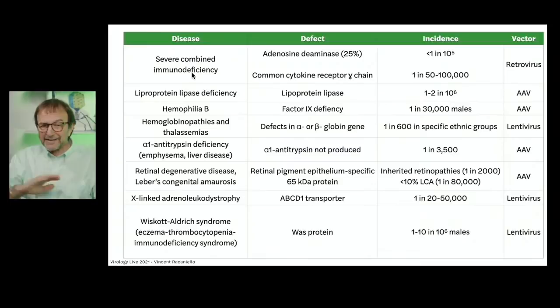It can be caused by defects in different genes, and they're being treated with retrovirus vectors, experimentally for the most part. Various enzyme deficiencies, hemoglobinopathies, thalassemias, defects in hemoglobins, factor 9 deficiency, alpha-1 antitrypsin. Here are some blinding diseases. Leber's congenital amaurosis. This has actually been FDA approved. We'll talk about that. X-linked adrenoleukodystrophy is a neurological disease that can be treated with lentiviral vectors, and Wiskott-Aldrich. So just some examples, and many trials are ongoing.